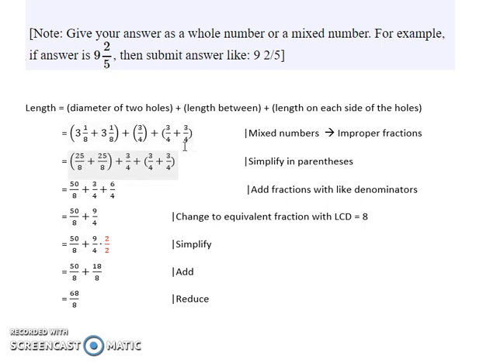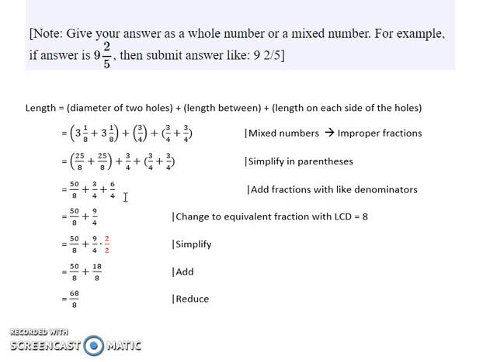To simplify these parentheses, we'll add what's inside. These two fractions already have the same denominator, 8, so we can add the numerators and keep the common denominator to get 50 over 8. Same thing here, both of these two fractions already have the same denominator, 4, so we can add the numerators, 3 plus 3, to get 6 and keep the common denominator of 4. So now we've simplified down to 3 fractions, 50 over 8 plus 3 over 4 plus 6 over 4.